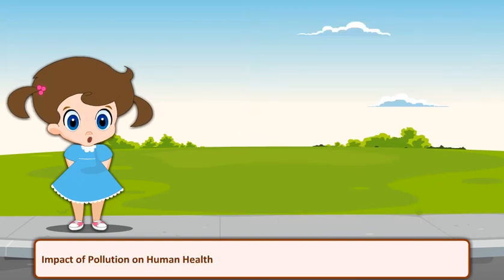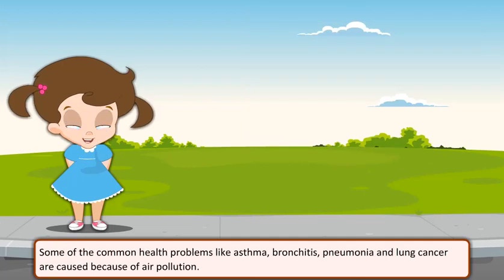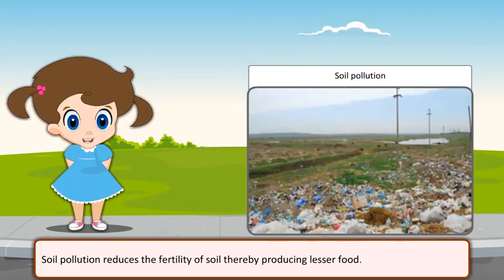Impact of pollution on human health. Various kinds of pollution like air, water, noise, and soil pollution are affecting human beings in different ways. Some of the common health problems like asthma, bronchitis, pneumonia, and lung cancer are caused because of air pollution. Water pollution causes diseases like cholera, dysentery, and mental disorders. Noise pollution is responsible for permanent and temporary deafness, apart from lack of concentration. Soil pollution reduces the fertility of soil, thereby producing lesser food.